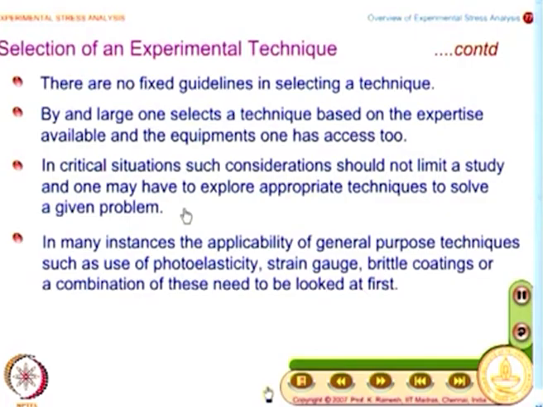And what you have to look at, as I have already mentioned, is that in critical situations you should not limit a study based on what we have or the expertise we have. One has to explore appropriate techniques to solve a given problem. So, that is always the case. And in many instances, the applicability of general purpose techniques such as photoelasticity, strain gauges, brittle coatings, or a combination of these needs to be looked at first.